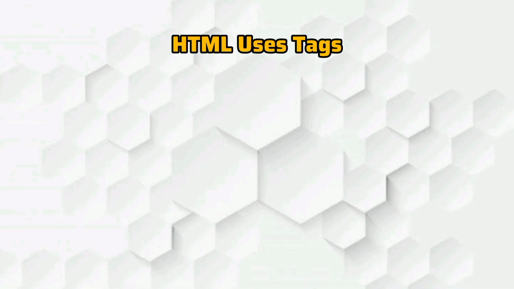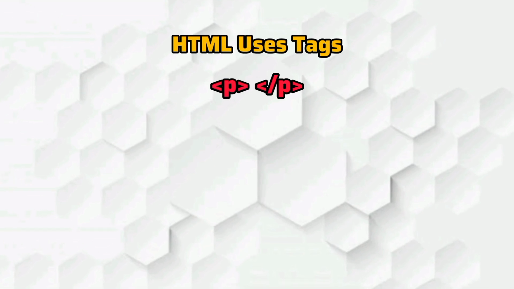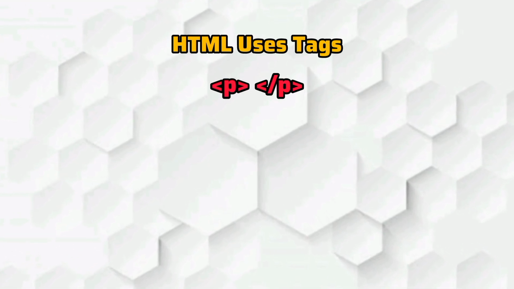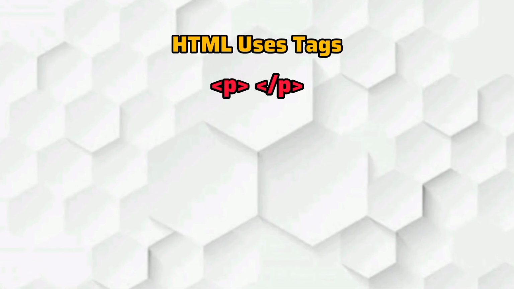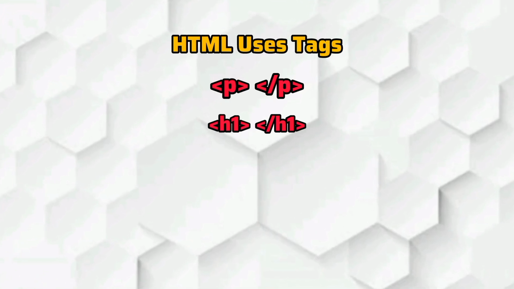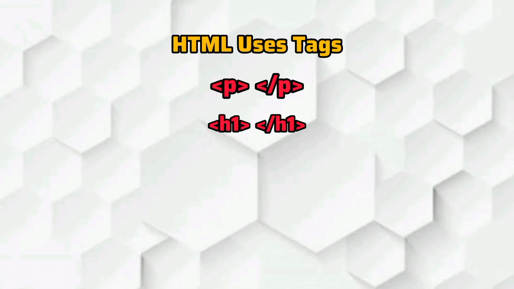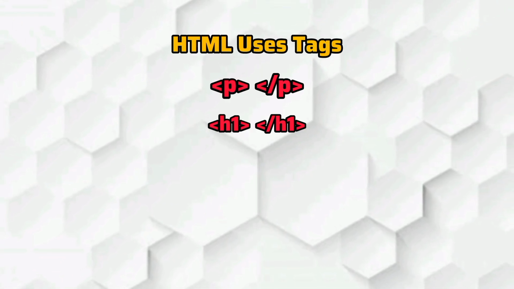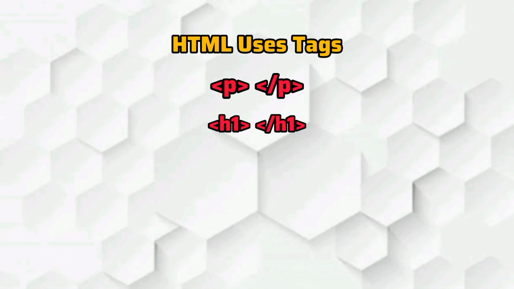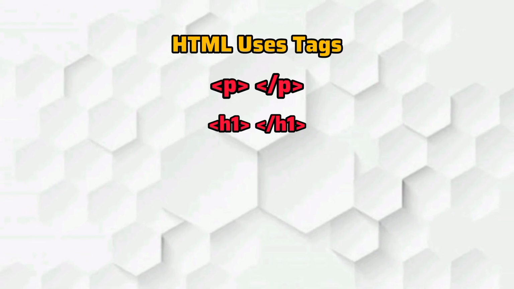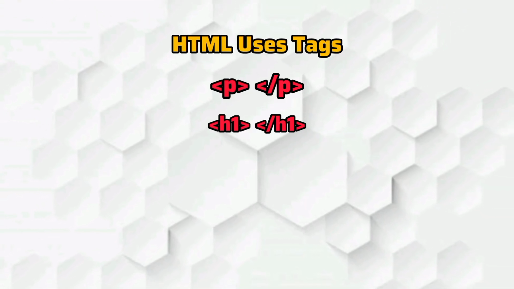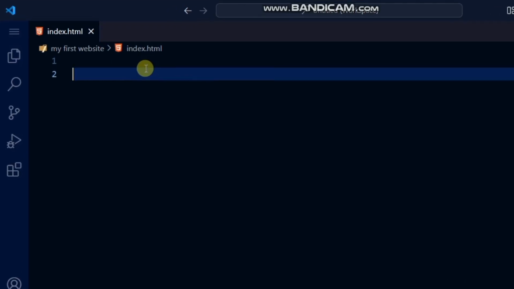We have different sets of tags. We have the paragraph tag, in which we insert paragraph sentences. We have the heading tag, which we use to insert a heading of a website. We have the image tag and a lot of tags, which we're going to come across further on in the course. But for now, I'm going to show you an example of how we use the paragraph tag and the heading tag. Here's an example of how we create tags in HTML.